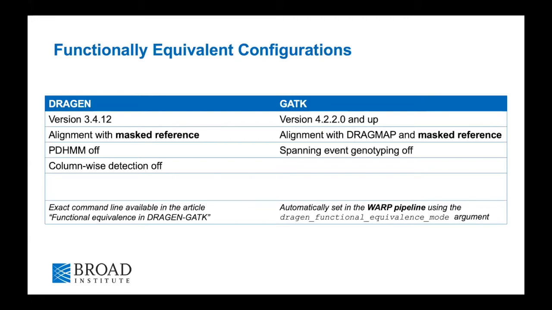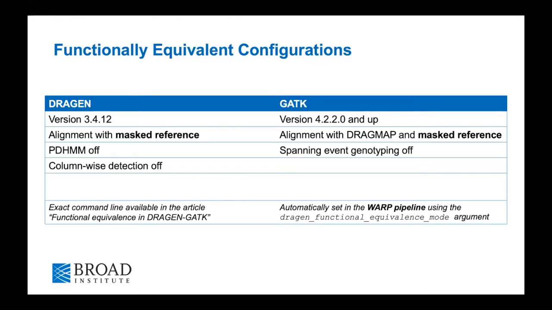Right now, we are equivalent or compatible with DRAGEN version 3.4.12. Alignment has to be done with a masked version of the HG38 reference. Additionally, we need to turn two features on the DRAGEN side off, which are PDHMM and column-wise detection.